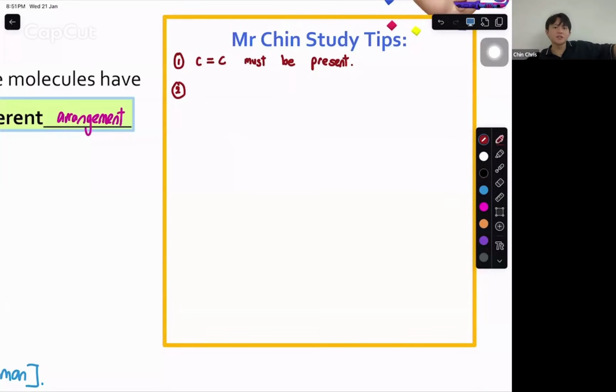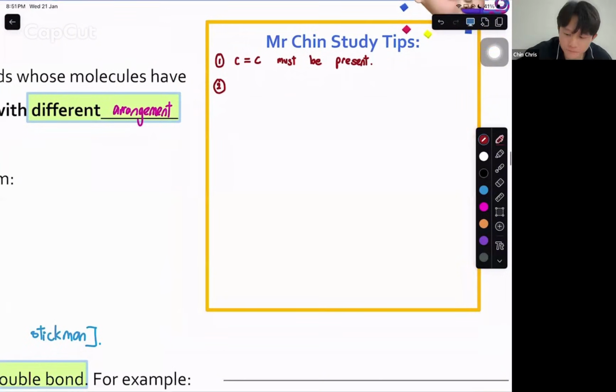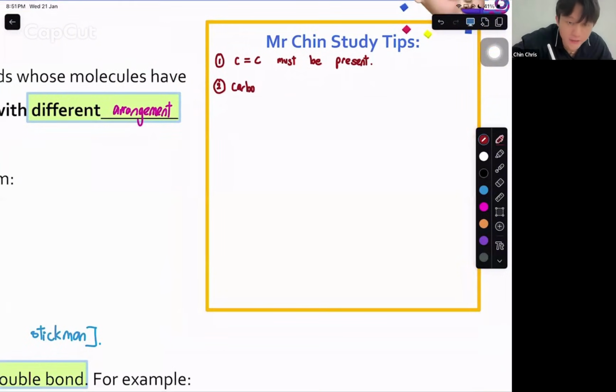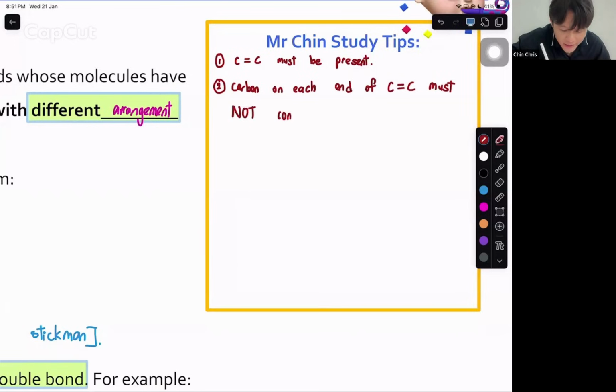Alright guys, second. I want you to write it down. The carbon at each end of your C=C must not connect to the same group or atom.